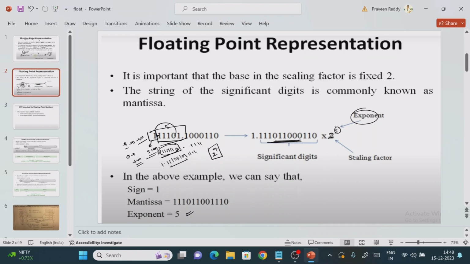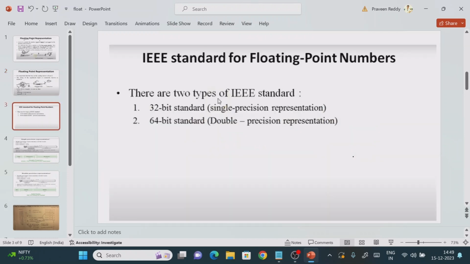So the exponent value is equal to 5. Then the significant bits are the Mantissa value. The sign bit is used to find out whether the given number is a positive or negative representation. From the exam point of view, they will be asking questions on this.